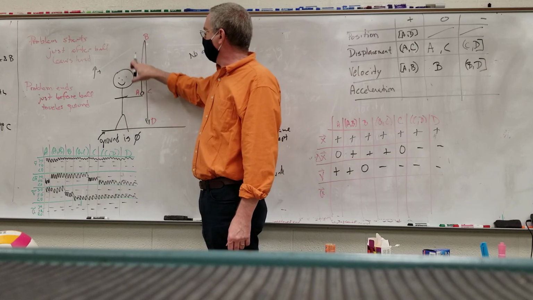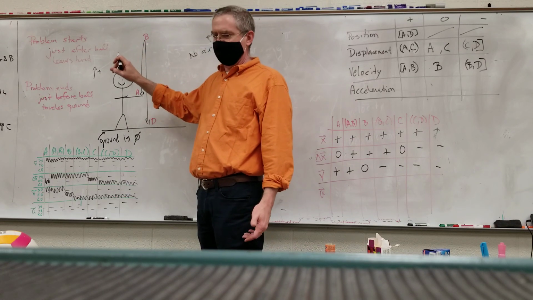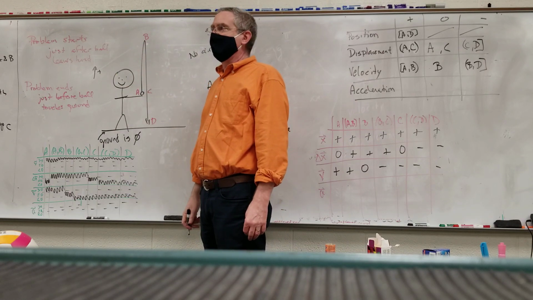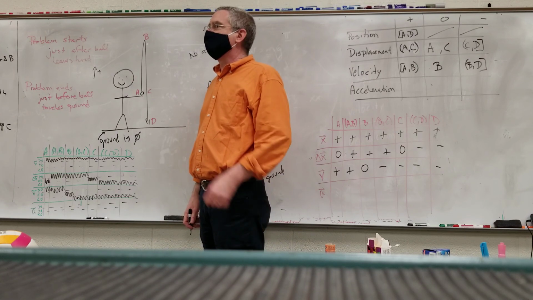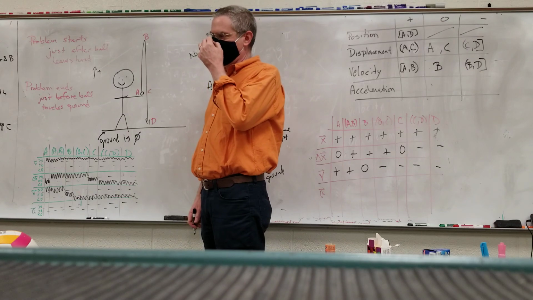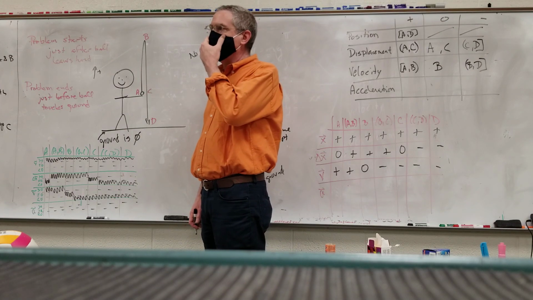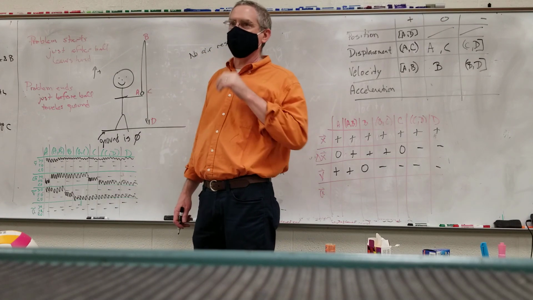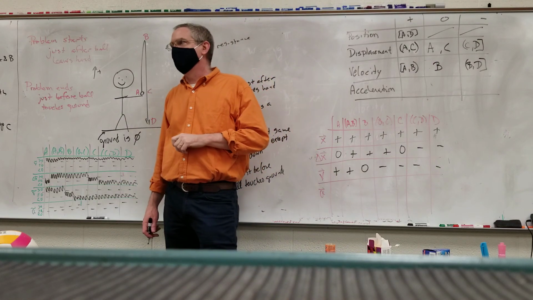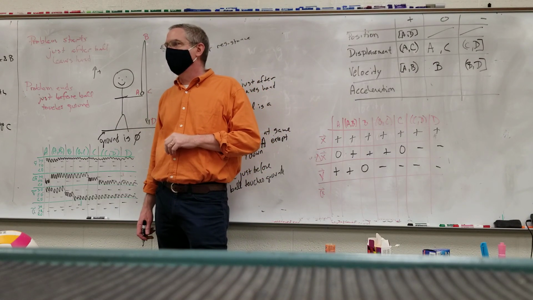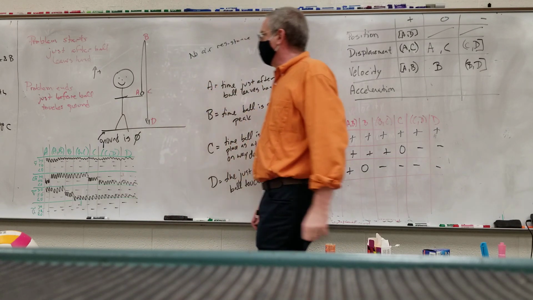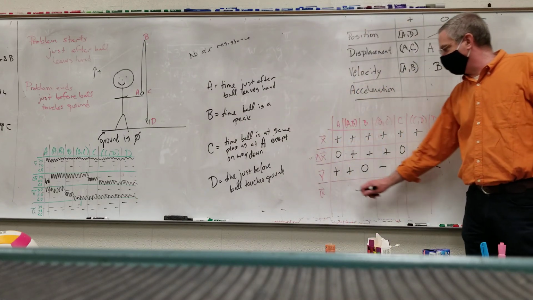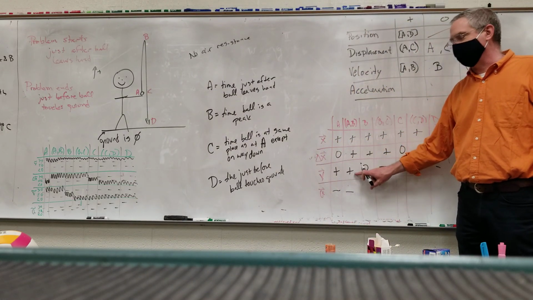So if it's slowing down, what do you know about the sign of acceleration? Negative? Wait, why would it be negative? Not because it's slowing down automatically. If it's slowing down, velocity and acceleration are opposite signs? So from A to B, it is slowing down, therefore it's an opposite sign. It's got to be opposite of what I had up there.